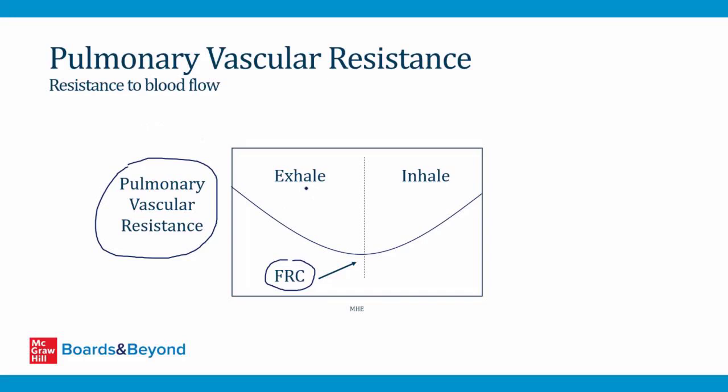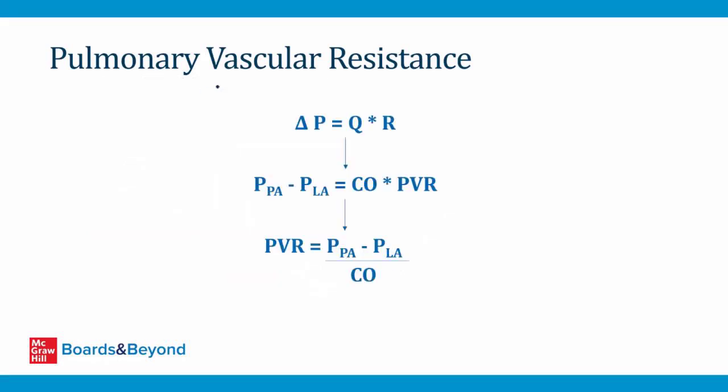So when you're breathing quietly, in other words, not forced inhalation or forced expiration, at the end of exhalation, right before you inhale, that's where your lungs are at the FRC, and that is when the pulmonary vascular resistance is at its lowest point right here. You can actually calculate a number for the pulmonary vascular resistance, although it's very unlikely you'll need to do this on your step exams. But this can be done from the flow equation, which is shown here.